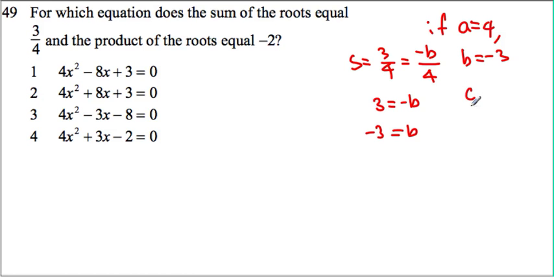How about c? Product then is equal to negative 2. In other words, if the denominator is equal to 4, the numerator must be equal to negative 8. You see, negative 8 over 4 is equal to negative 2. So in case a is equal to 4, then c would have been equal to negative 8. So 4, negative 3, negative 8 should be my coefficients, which is choice 3.